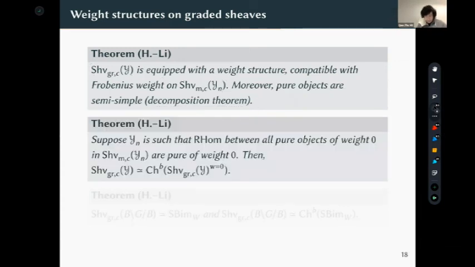And then the second theorem, also joint with Peng-Hui Li, is that suppose Yn is such that Hom between all the pure objects of weight 0 is pure of weight 0. Then our category of graded sheaves is actually nice. Namely, it can be realized as the category of chain complexes over its weight heart.